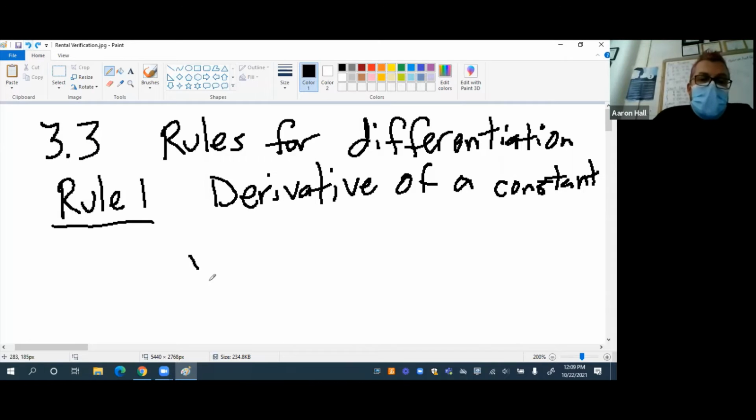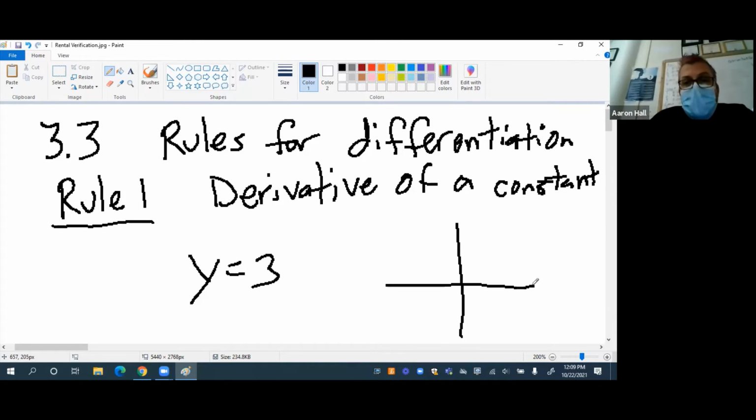What if I have something like y equals 3? What does that look like? It's just a horizontal line at positive 3. What is my slope when y equals 3? It's 0. If I put a marble on the surface of this horizontal line, it's not going to roll, and so we say that it has a 0 slope.